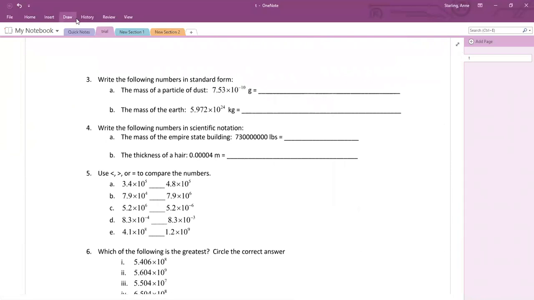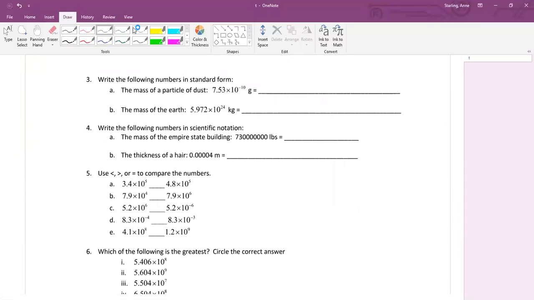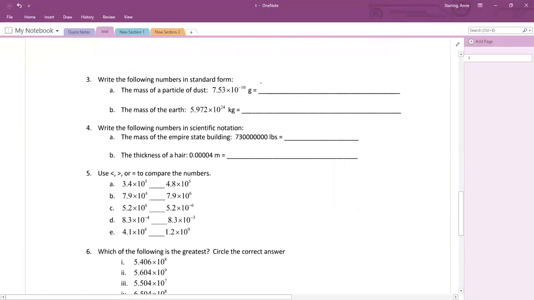So we have quite a few examples we can try. This first one is if I have a mass of a dust particle. A dust particle itself is going to be really, really small. We can't see it. And this negative 10 definitely tells us it's really small.